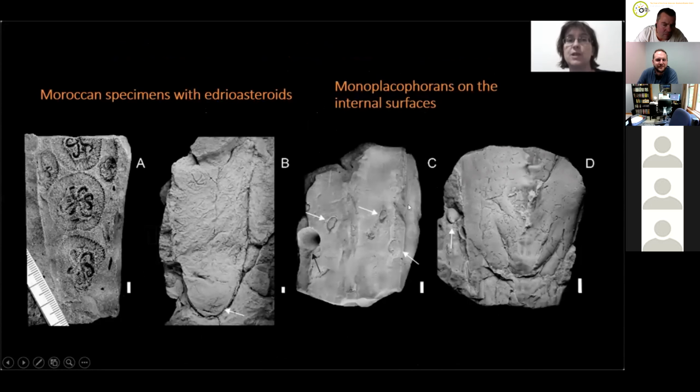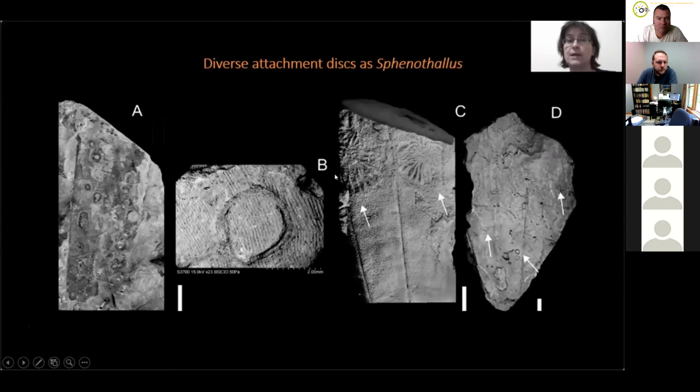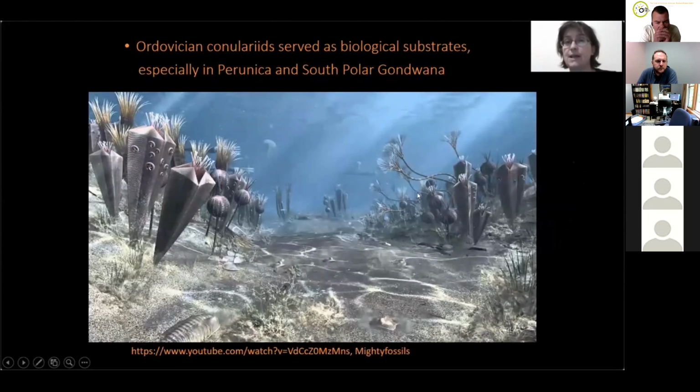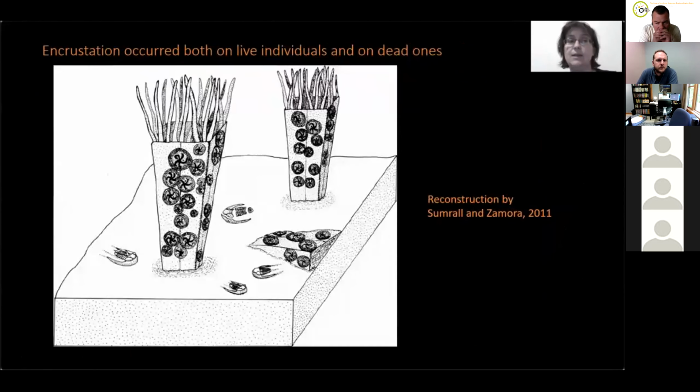Monoplacophorans were mostly originally attached to the internal surface of the conularid, now preserved as an internal mold. The last table represents photos of conularids with diverse attachment discs of Sphenothalus and other holdfasts. These results highlight the importance of conularids as biological substrates, especially in Perunica and South Polar Gondwana, and indicate that encrustation occurred both on live individuals and on dead ones.